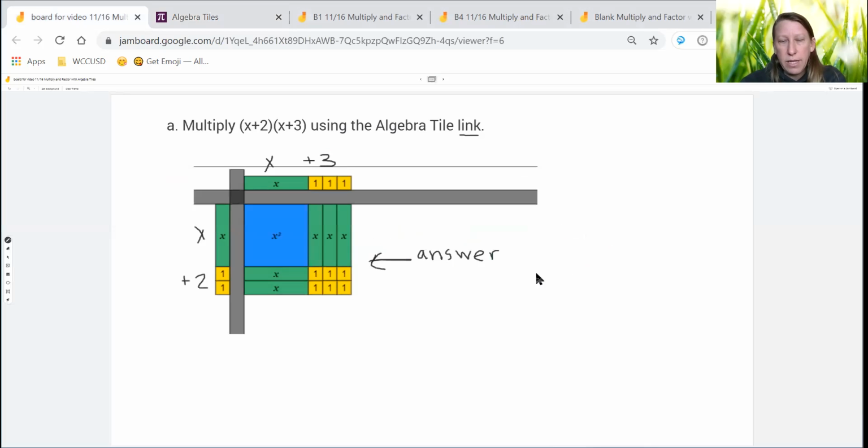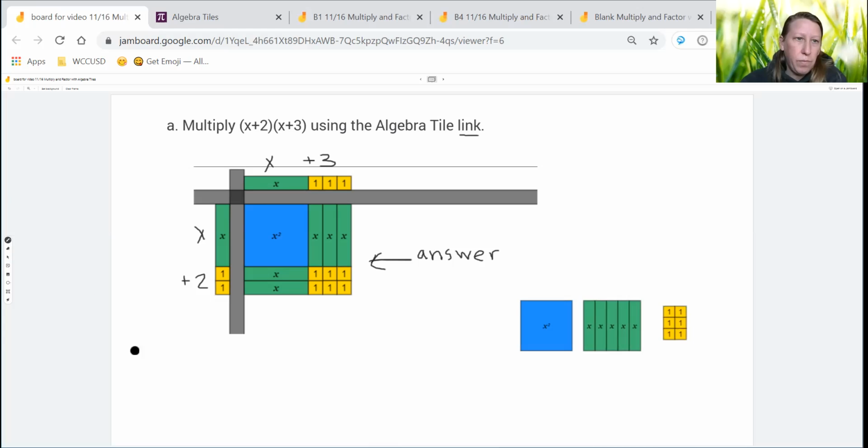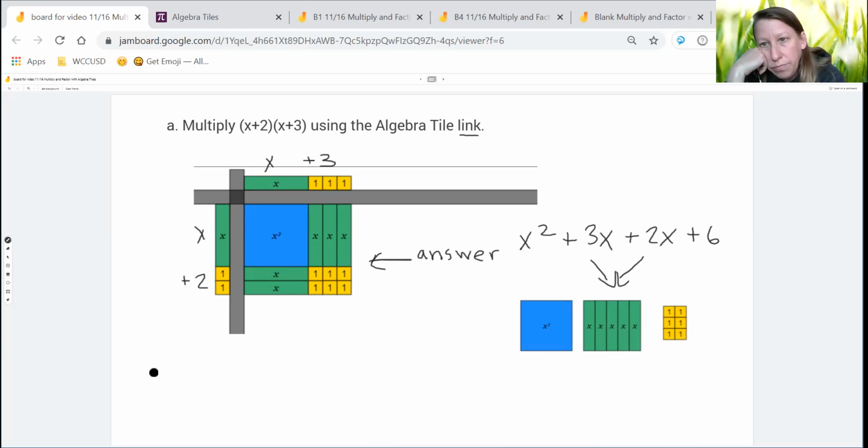So I'm going to take those pieces out of there, and I think I'll write this out. There were essentially 4 parts here. We had the x squared in the corner. We had 3x next to it. We had 2x on the lower side, and then we had 6 at the bottom. And what I did is I combined the x's that were the same. I combined the like terms.